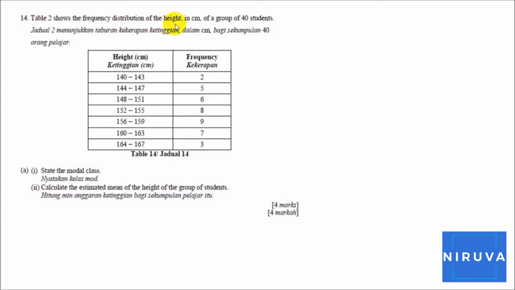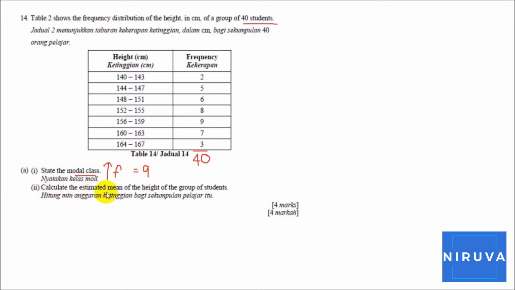Okay, table 2 shows the frequency distribution of the height of a group of 40 students. So here, a total of 40 students. Okay, state the modal class. So the modal class is referring to the highest frequency, which is equal to 9.